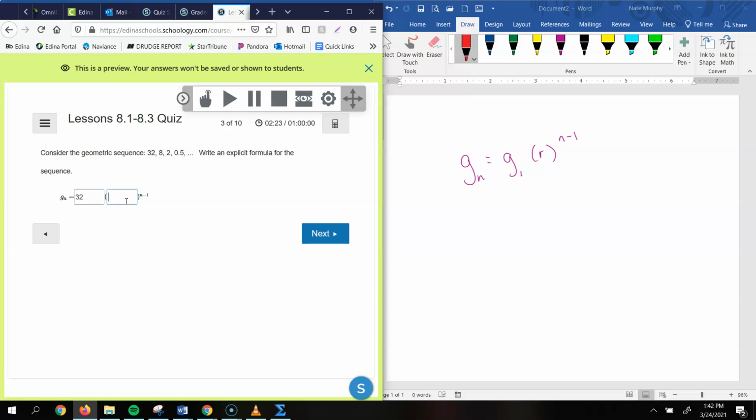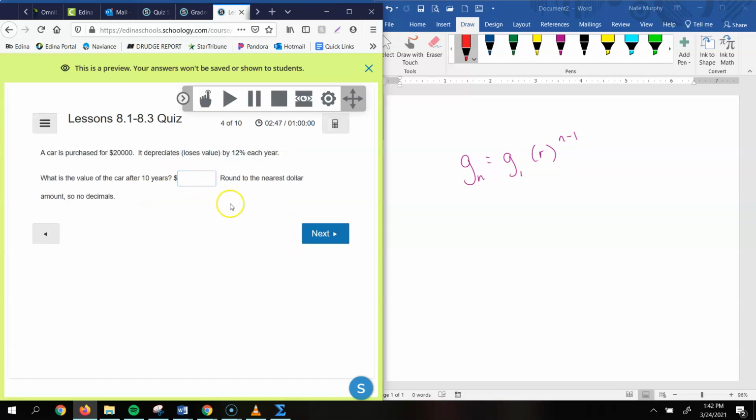Going from 32 to 8 and from 8 to 2, you might say you're dividing by 4. Well, we're putting what we're multiplying by each time here, so not what we're dividing by. So you want to put that in as 1/4. Or if you took 8 divided by 32 and found that your answer is 0.25, if you put 0.25 in there, that would also be the correct answer.